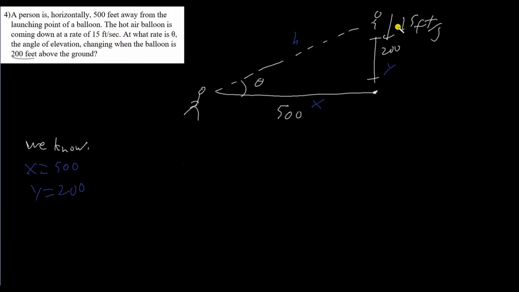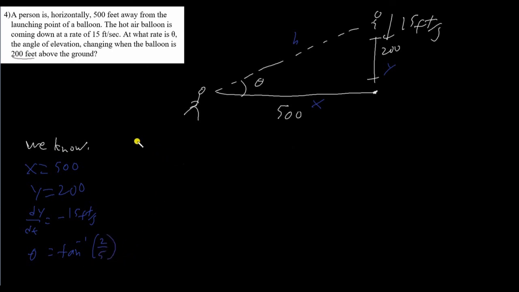15 feet per second. So this is the derivative of its position, right? So dy/dt is negative 15 feet per second, and it's negative because it's coming down. And then even though it's not explicitly given to us, we know theta, because theta is the inverse tangent of this over this, the inverse tangent of 2/5. Okay?